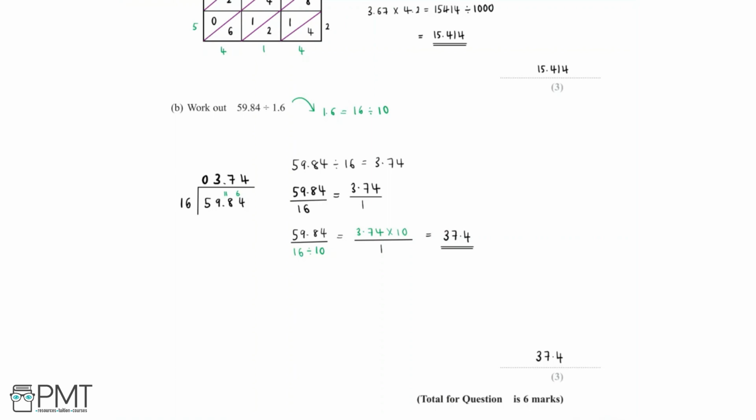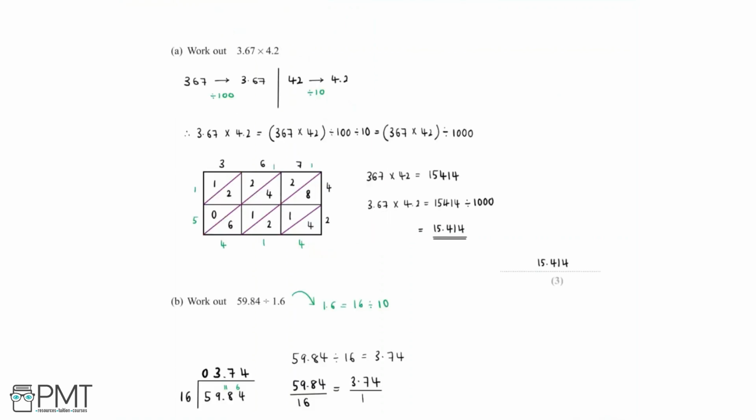Now this question is worth 6 marks. We get the first mark in part A for saying that 3.67 multiplied by 4.2 is equivalent to 367 multiplied by 42, all divided by 1000. We get the second mark for finding that 367 multiplied by 42 is equal to 15,414. And we get the third mark for correctly finding that 3.67 multiplied by 4.2 is equal to 15.414.